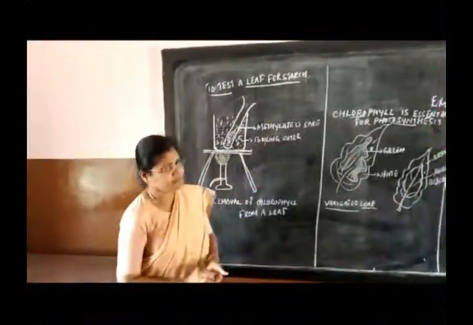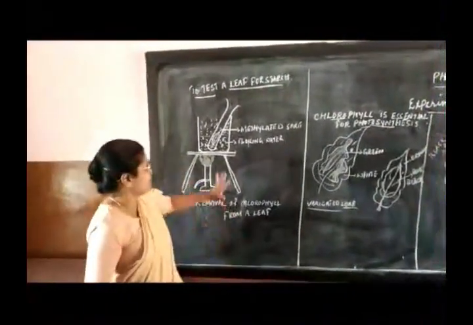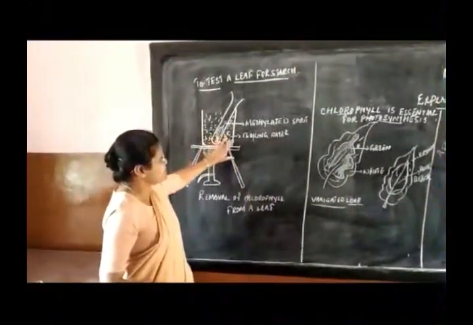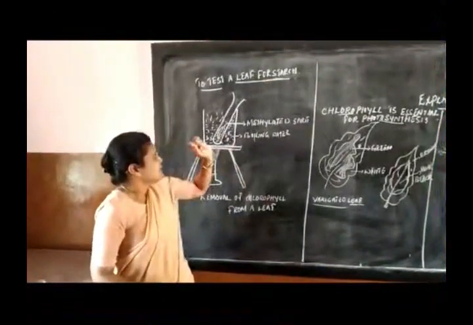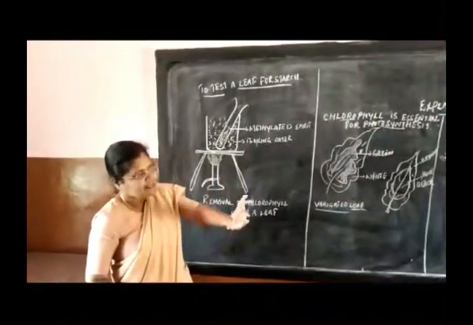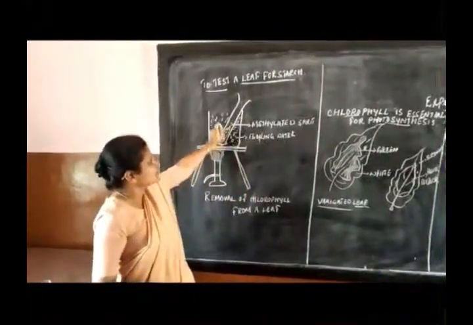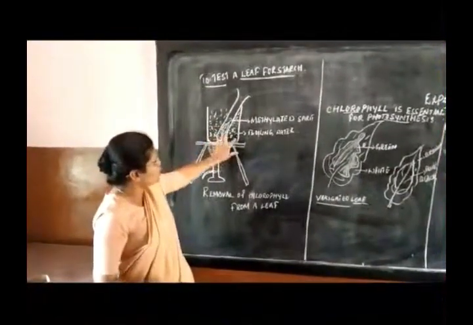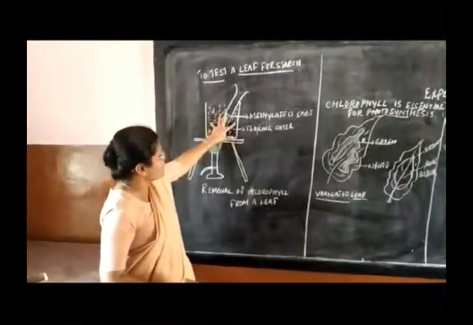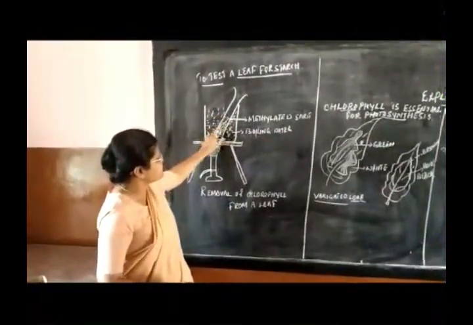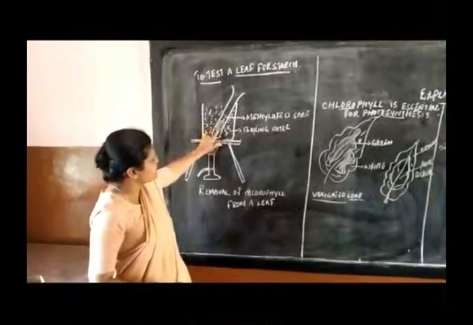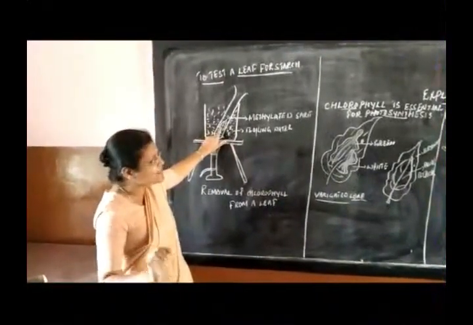Step number 2. The same leaf is boiled over a hot water bath in methylated spirit. Remember, the leaf which was dipped in the boiling water has its cells killed. That leaf is taken and boiled in methylated spirit over a hot water bath. You have a beaker containing water which is boiling, and in that beaker you have a test tube containing methylated spirit, and the leaf is immersed into the methylated spirit, which is also called methyl alcohol.